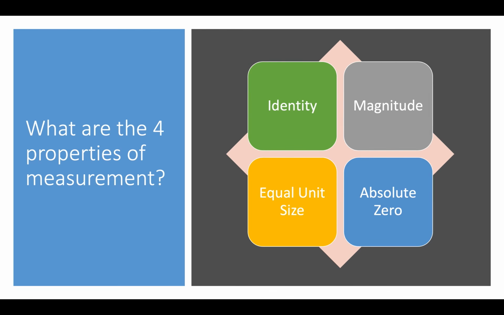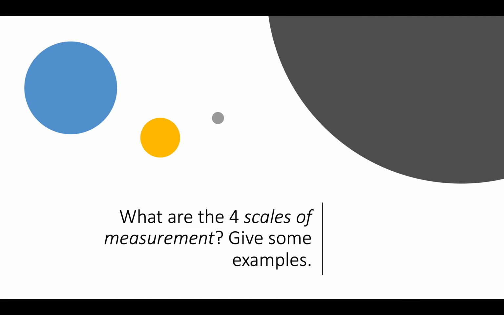And again, just to review, we have our 4 properties of measurement: identity, magnitude, equal unit size, and absolute zero. And finally, we have our 4 scales of measurement, right? Nominal, ordinal, interval, and ratio. I'm sorry I don't have those popped up on the screen for you. But if you need to, stop and review any of the things that we've discussed so far.